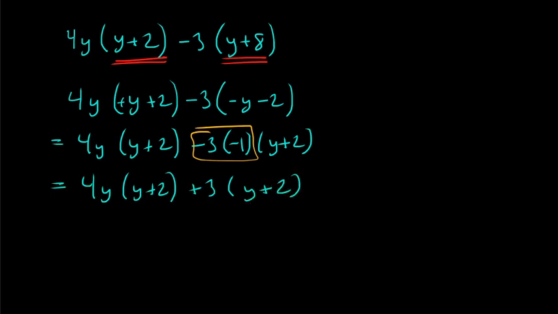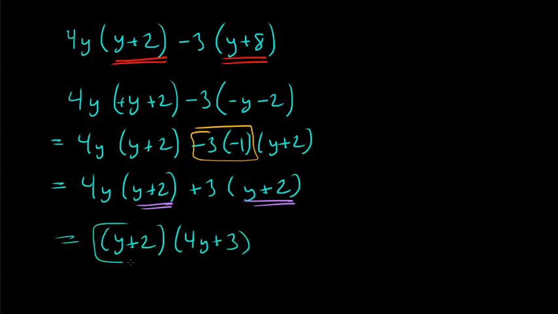But now we have the same factors. Y plus 2 is the same for both. So now we can factor out the y plus 2 times 4y plus 3.